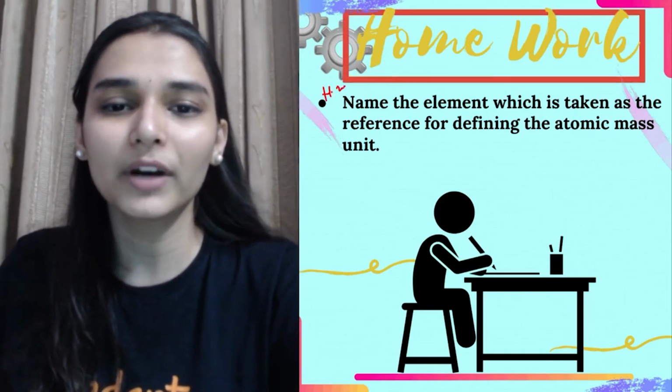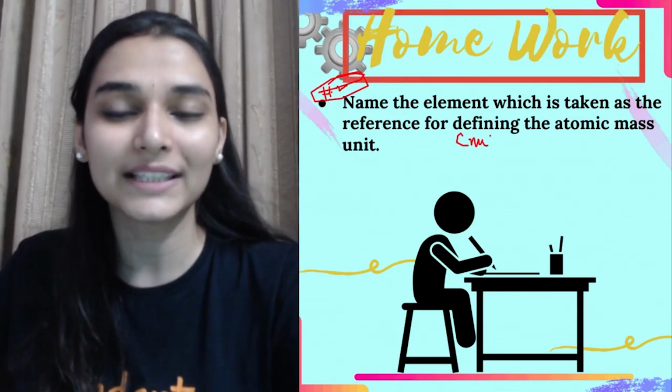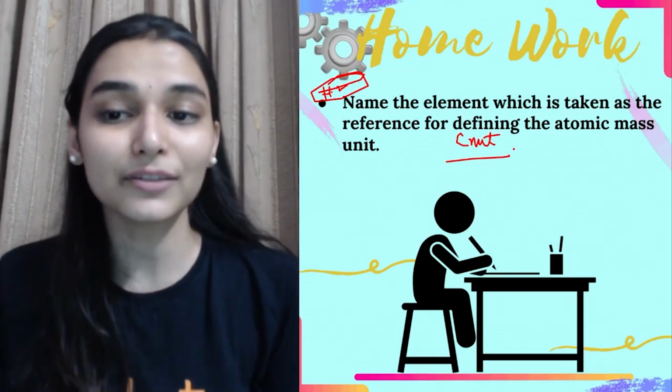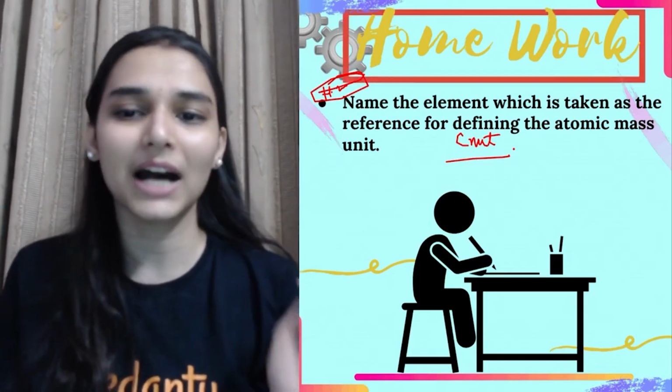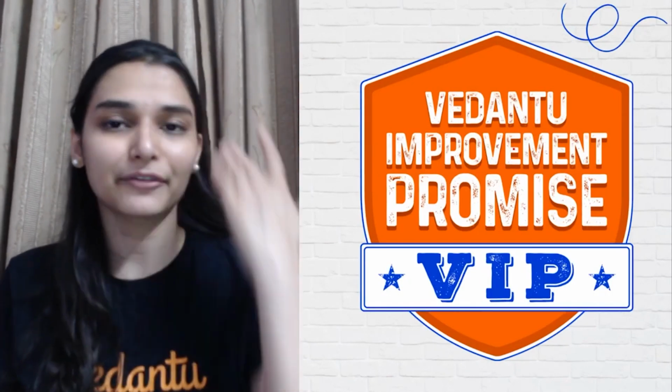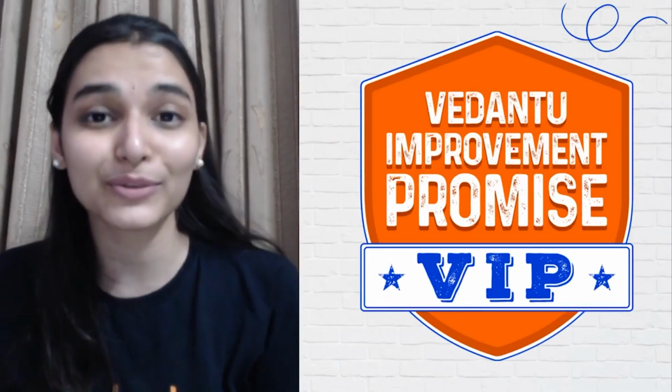Now I have a homework question for you to be answered in the comment section. Name the element which is taken as the reference for defining the atomic mass unit. And which elements were chosen as a reference before carbon 12? I also want to know that.